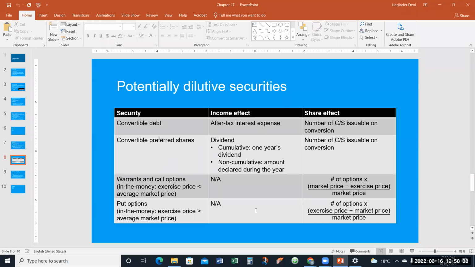And then you could be looking at options. Now, companies can have call options or they can have put options. A call option, basically, if the company wrote a call option, it allows the option holder the ability to buy a certain number of common shares of the company for a specified exercise price, right? We learned about options in chapter 16, the complex financial instruments chapter.